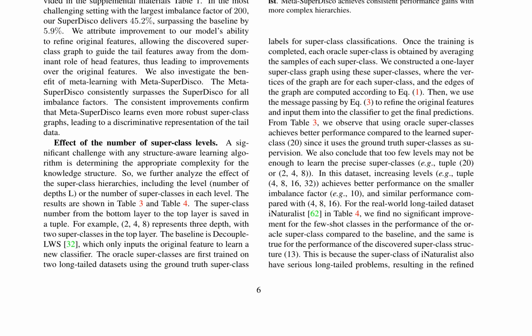These techniques enable the refinement of original features and guide tail features away from the dominant role of head features, leading to enhanced discriminative representations of the tail data. By addressing class imbalance issues, SuperDisco and Meta SuperDisco improve recognition performance in long-tailed datasets. The effectiveness of these methods is demonstrated through experiments on CIFAR100LT and iNaturalist. The results highlight the importance of considering the long-tailed nature of datasets when designing recognition systems.